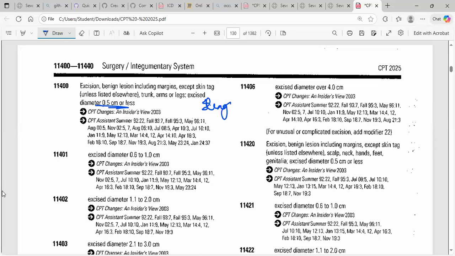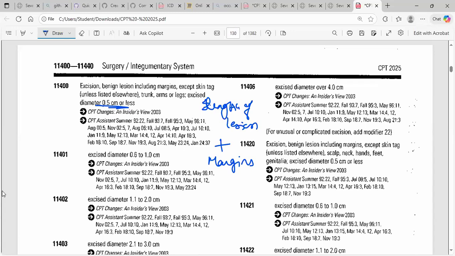so the length of the lesion, as well as you have to add the margins of both sides. So whenever you code the excision, you have to code the excision as well as the margins of the excision.